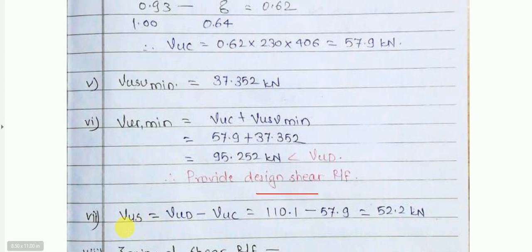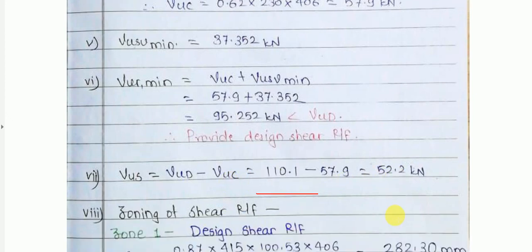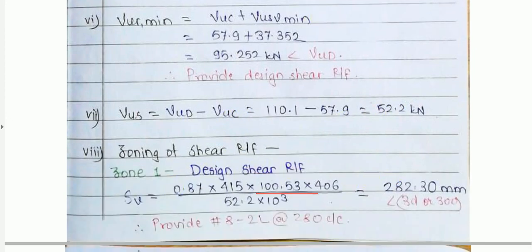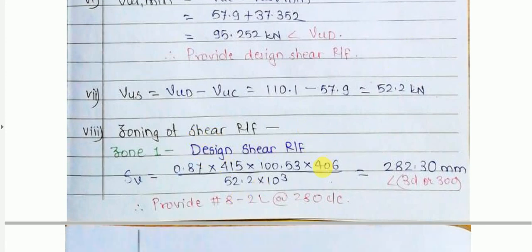So for that calculate this Vus, design shear to be resisted by the stirrups, that is Vud minus Vuc, this is 52.2. Then calculate the zoning. So the first zone, that is the zone of the design shear reinforcement. So calculate its spacing. Now here we are getting that spacing as 282. It is less than 3d or 300 mm. Hence provide #8 2-leg stirrups at 280 mm center to center.